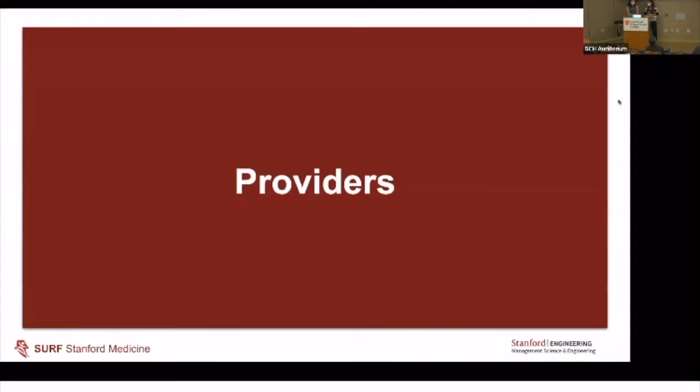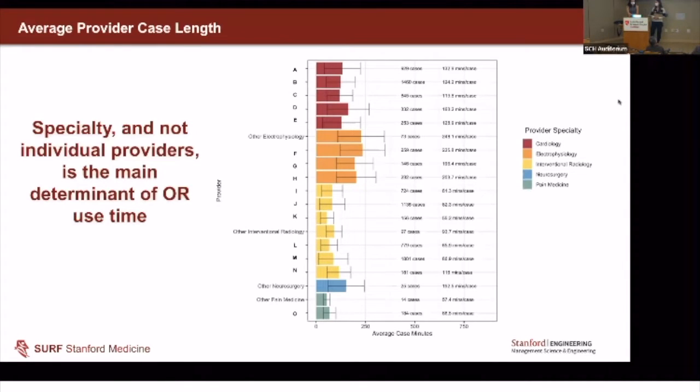So one of the main inputs for the function is providers. And so we looked at the average case volume or the average case minutes per provider. And in this graph, it shows the providers broken down by specialty, and any provider that had less than 100 cases, we lumped them into an other group within their specialty. So overall, this is showing that specialty and not the individual providers, that's the main determinant of OR use time.